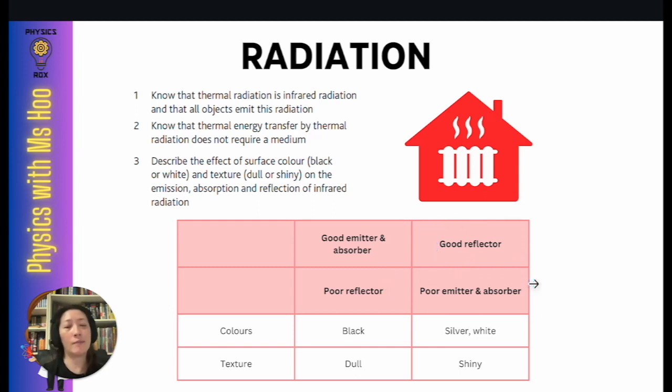So what you have to remember is that the color black and the dull textures are very good emitters and absorbers, but very poor reflectors. Whereas the good reflector and poor emitter and absorbers are silver and white colors, and they have shiny textures. Now, although in the syllabus it only says black or white, I've included silver in here because actually the best reflector is silver, which is why mirrors have a silver surface, or shiny metals are excellent mirrors. Although not required to know, it is good knowledge to have.